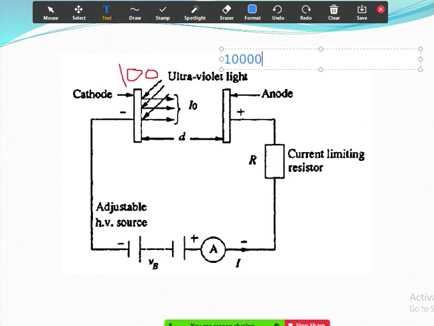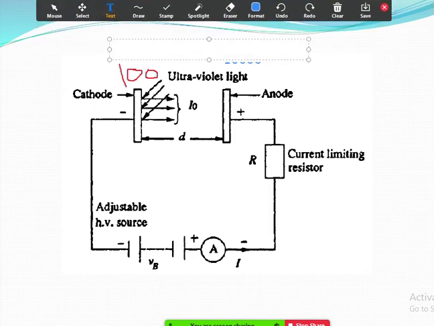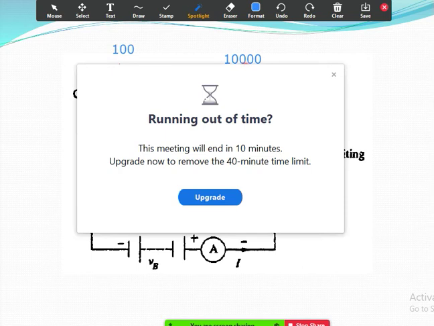So it may be 10,000 if initially there are some 100 electrons. These 100 electrons will create a lot of collisions, they will participate in hundreds and thousands of collisions, and the total number of electrons will increase, and here it may be 10,000. See, initially it started with 100 electrons, but the total number of electrons has multiplied because of the collisions.